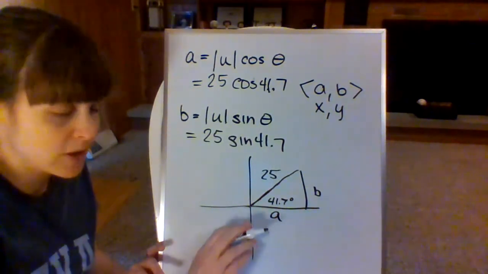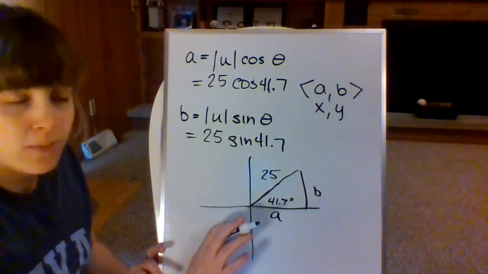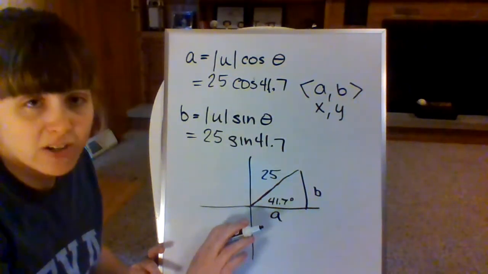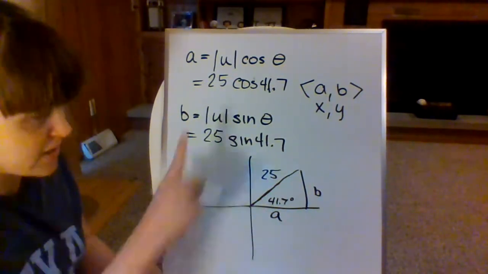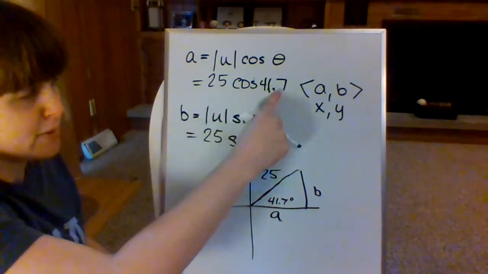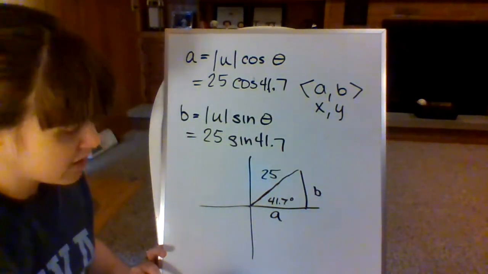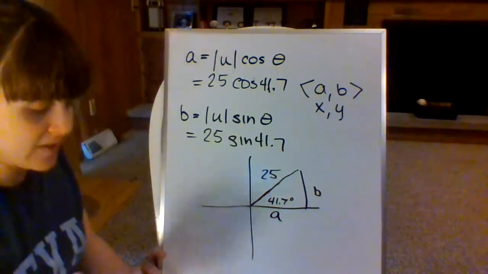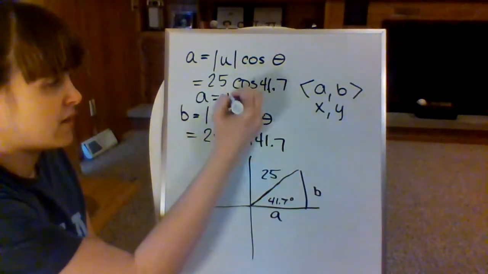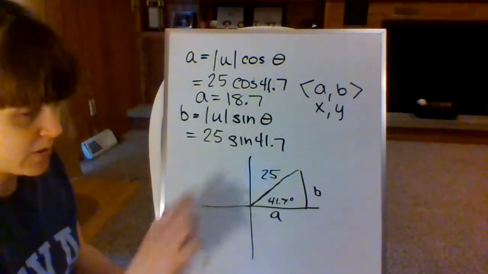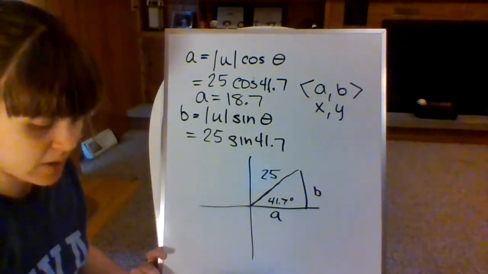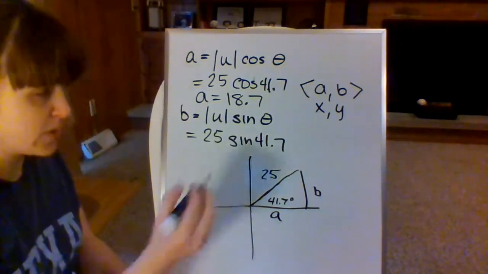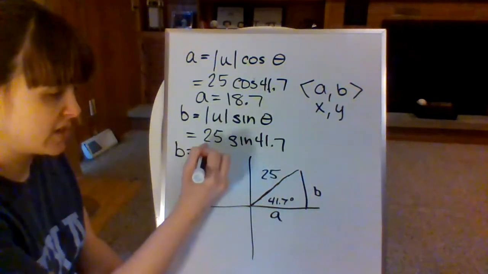Okay, so we're going to multiply those things that I put into the formulas now and get the answers. And we're going to round to the nearest tenth. So right here, this one, 25 times cosine of 41.7 is 18.7. Now we're doing this one, so 25 times sine of 41.7 equals 16.6. So B is 16.6.